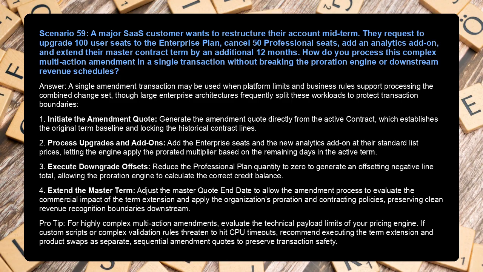2. Process upgrades and add-ons. Add the enterprise seats and the new analytics add-on at their standard list prices, letting the engine apply the prorated multiplier based on the remaining days in the active term. 3. Execute downgrade offsets. Reduce the professional plan quantity to 0 to generate an offsetting negative line total, allowing the proration engine to calculate the correct credit balance.